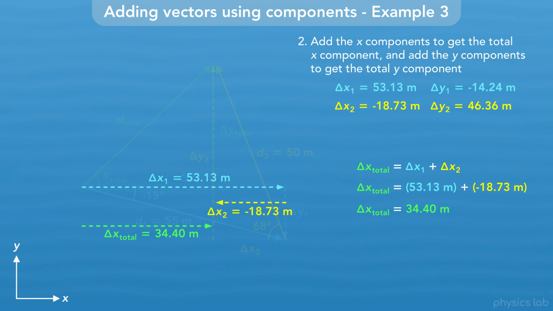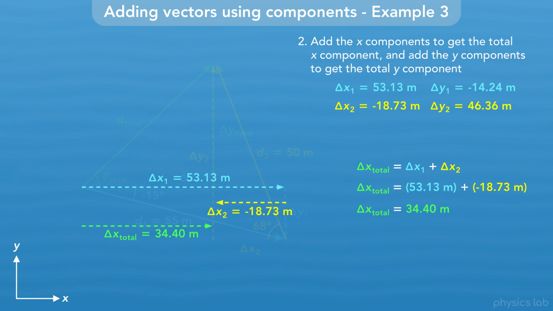When we add the components graphically, we start with delta x1, and then we add delta x2, which is negative, and points to the left. So the sum of the two components, delta x total, looks like this. The boat moves 53.13 meters to the right, then 18.73 meters to the left. So the overall displacement is 34.4 meters to the right. This is why we needed to keep track of negative components so the directions add together correctly.